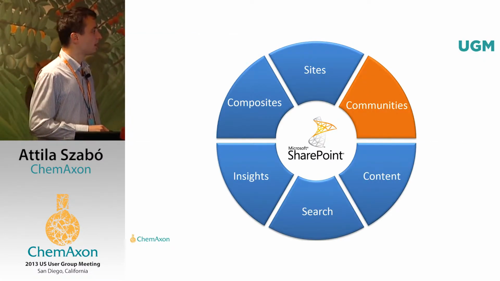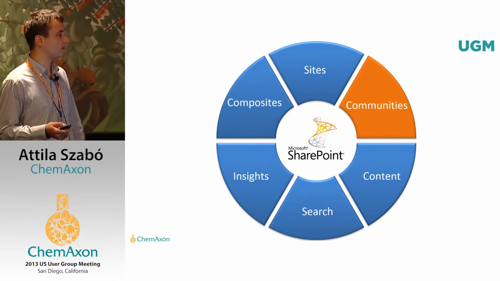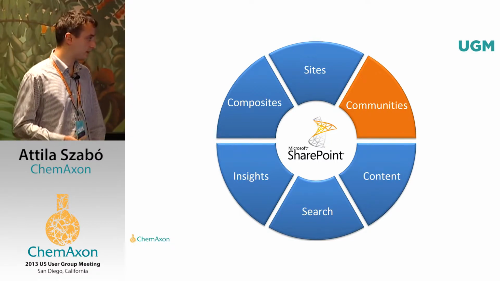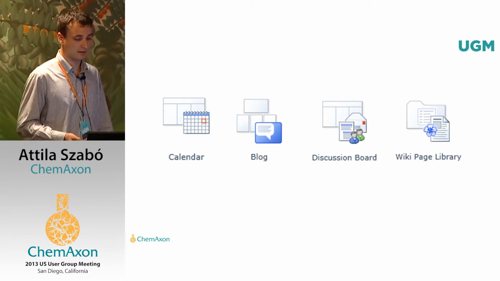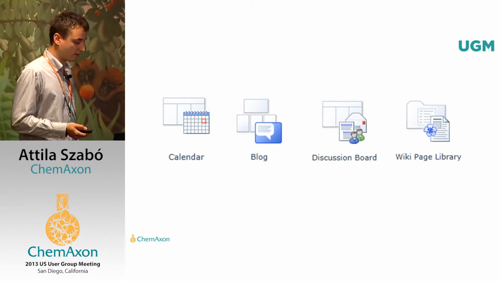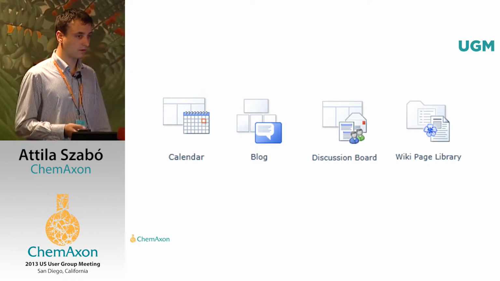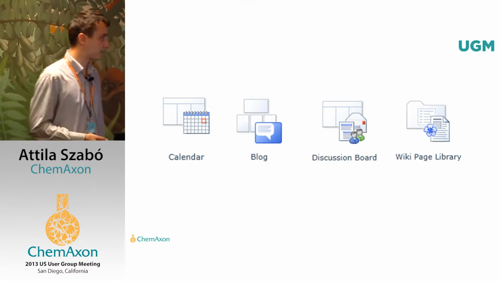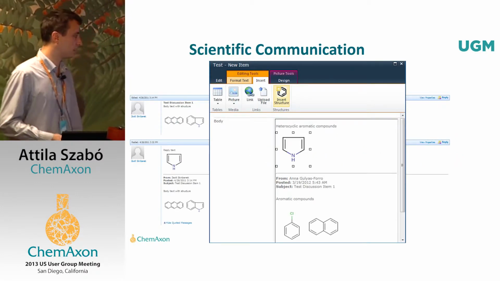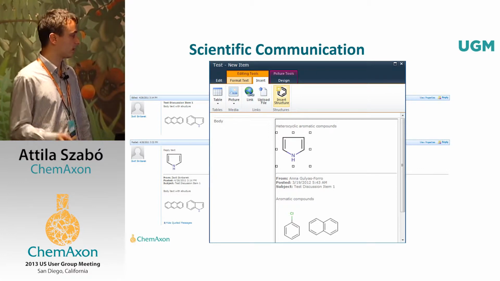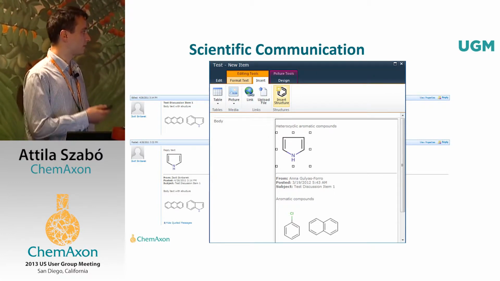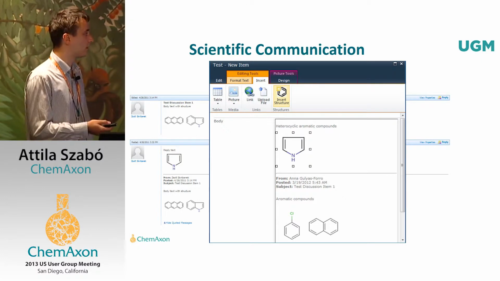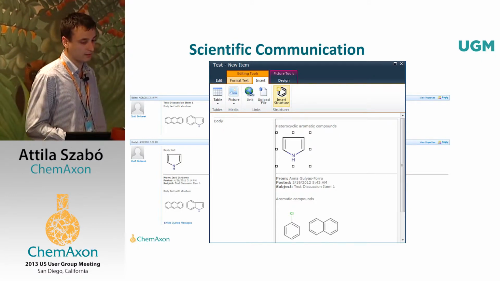Next one, communities. It stands for features which help sharing information on everyday activities, like calendars, blogs, discussion boards, and internal wiki pages. But this might be problematic for chemists who want to see structures because they communicate about structures. So that is why it could be a good use case for synthetic chemists, who can share ideas about reaction pathways with JChem for SharePoint on discussion boards, because structure drawing is enabled there as well.